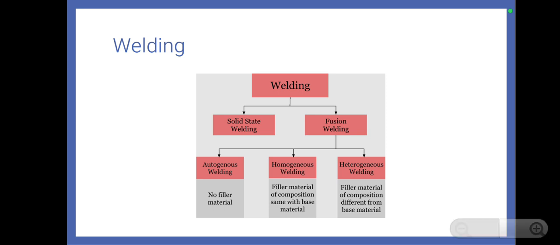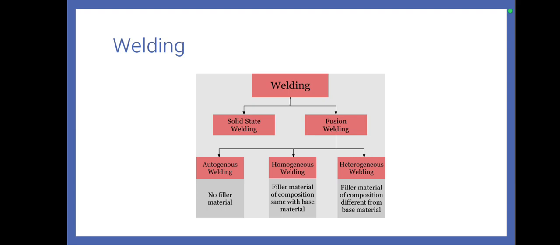The figure shows the types of welding process. Welding is basically classified into two main types. One is solid state welding and another is fusion welding. Fusion welding is again classified into three types: autogenous welding, homogeneous welding, and heterogeneous welding.